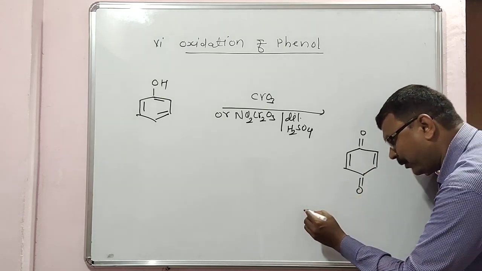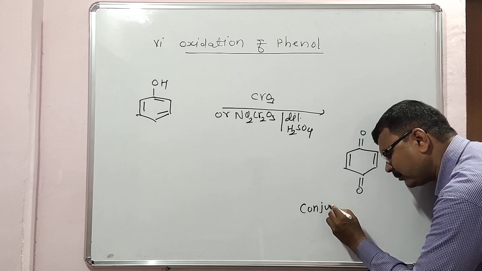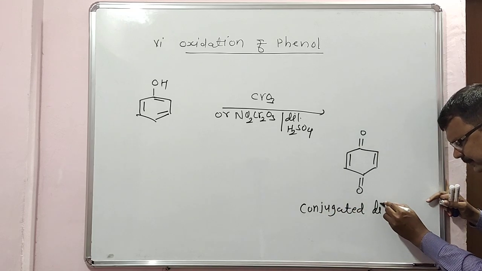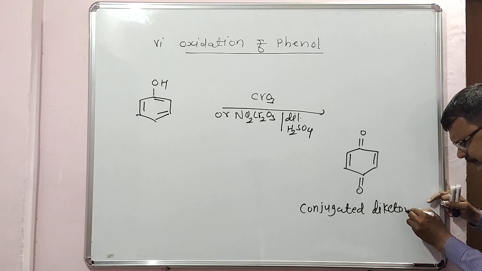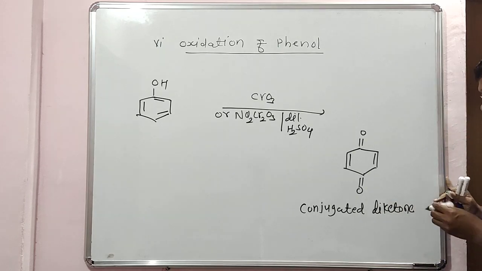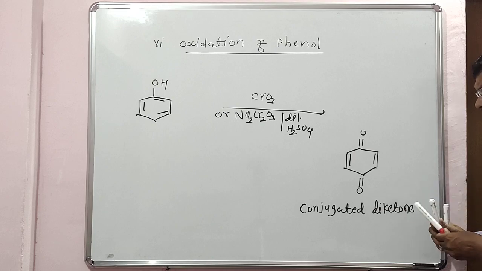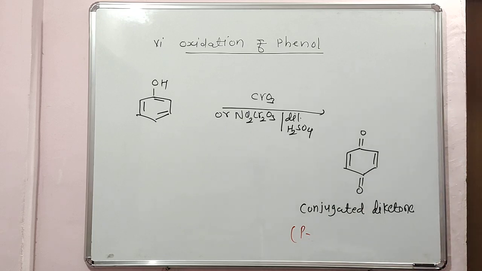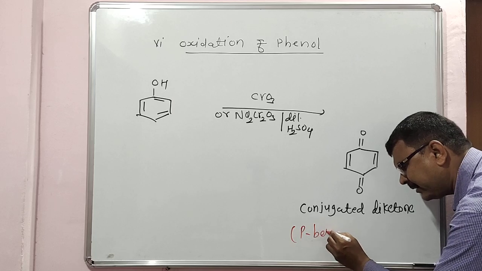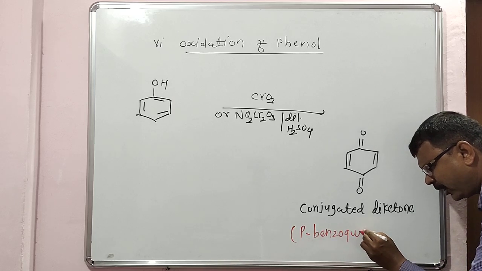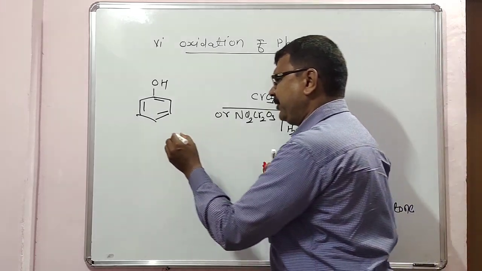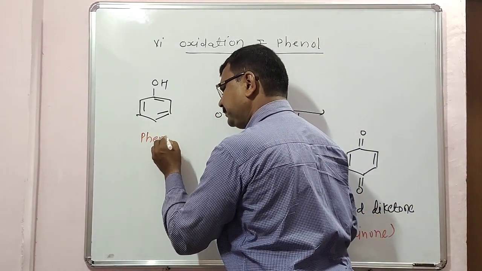Conjugated diketone. Look here, the name of the compound is para-benzoquinone. Para-benzoquinone. The name of the compound here from phenol is para-benzoquinone.